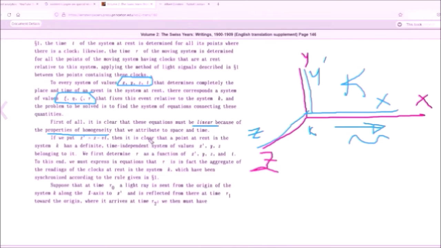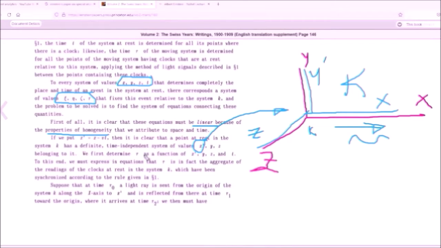If we put x prime equal x minus vt, x is at rest, vt because of the speed, then it's clear that a point at rest in the system k, the moving system, has a definite time-independent set of coordinates x prime, y, and z, because only x will change, because only x will move in that direction, and the y and the z are the same.